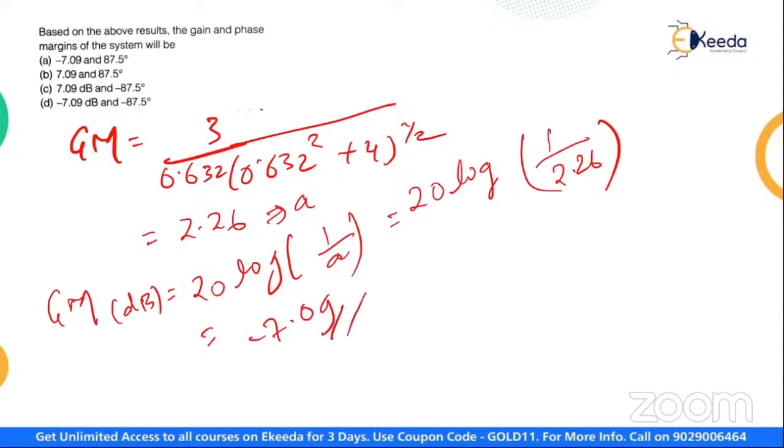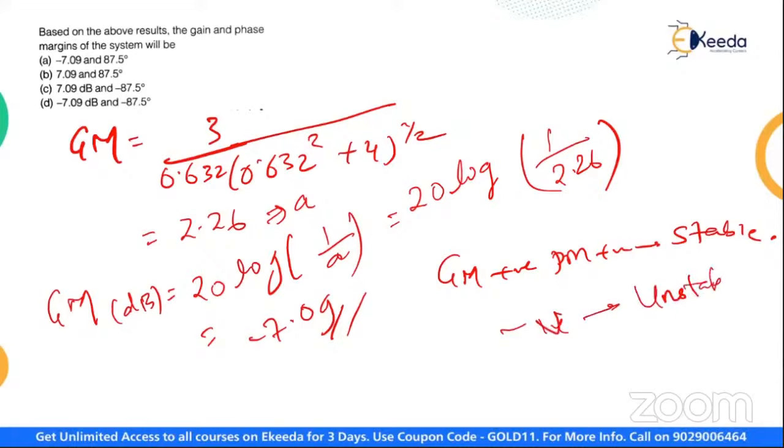Now, since the GM is negative, PM should also be negative. Why? Because either both will be positive or both will be negative. The case where one is positive and one is negative will never occur, because if one is negative, the system is unstable, which means phase margin also has to be negative. So you get GM negative and PM negative. If GM and PM are both positive, the system is going to be stable. If any one of them becomes negative, the system is going to be unstable. So if one is negative, the other has to be negative. Hence the answer has to be option B.